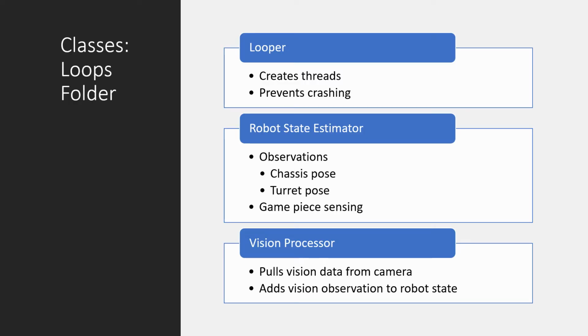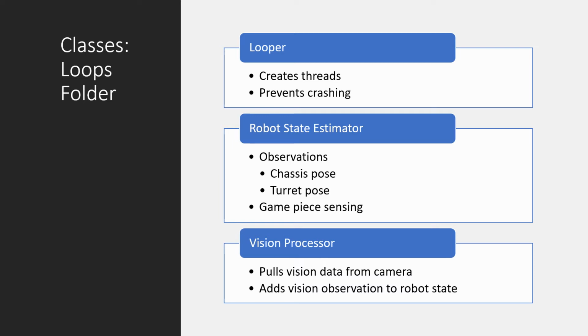Next, I'll be talking about the classes inside the loops folder. First is the looper class. This is what actually creates the thread for each subsystem or whatever we're looping. And this also helps to prevent crashing. By having each thing on a thread, if, say, our arm crashes, then we can continue driving and the program will still function even though our arm thread crashed.